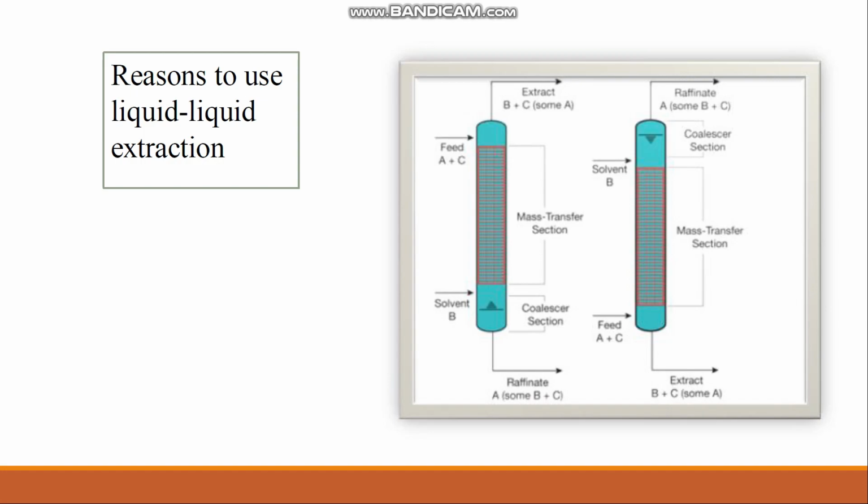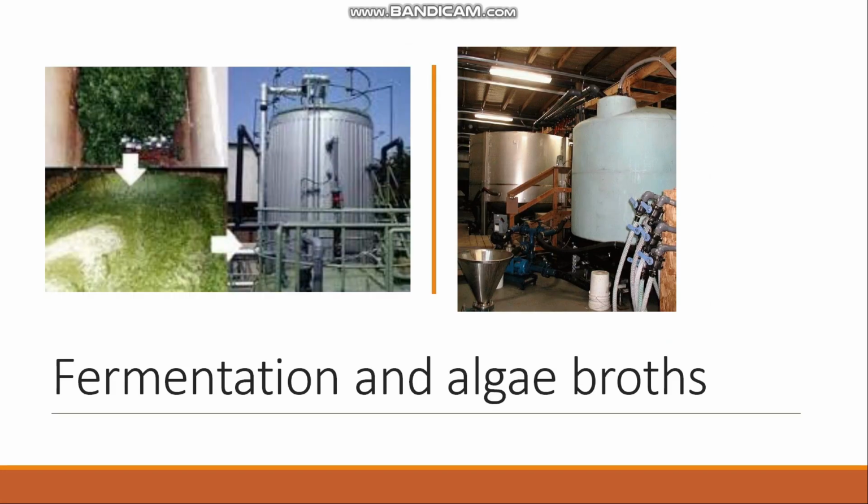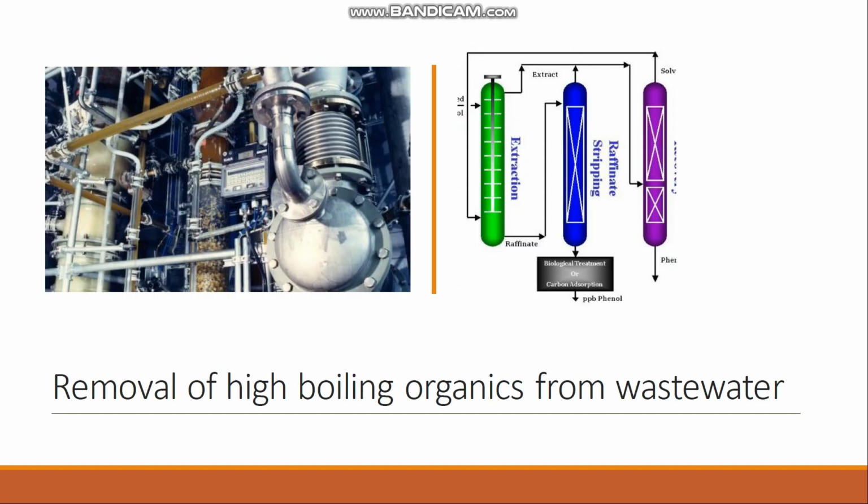Now, coming to the application of this process in the biotechnology industry, the first one includes the extraction of products from fermentation and algae blocks. Biofuels and chemicals produced during fermentation of algae are recovered and purified by the liquid-liquid extraction process. During the fermentation of hydrolyzed cellulosic biomass, important inhibitors such as phenol or other higher alcohols are removed by this process. Liquid-liquid extraction is an effective process for fermentation technology due to its ability to reduce energy requirement as well as being cost-effective. Next, it is also used in the removal of high boiling organics from wastewater.